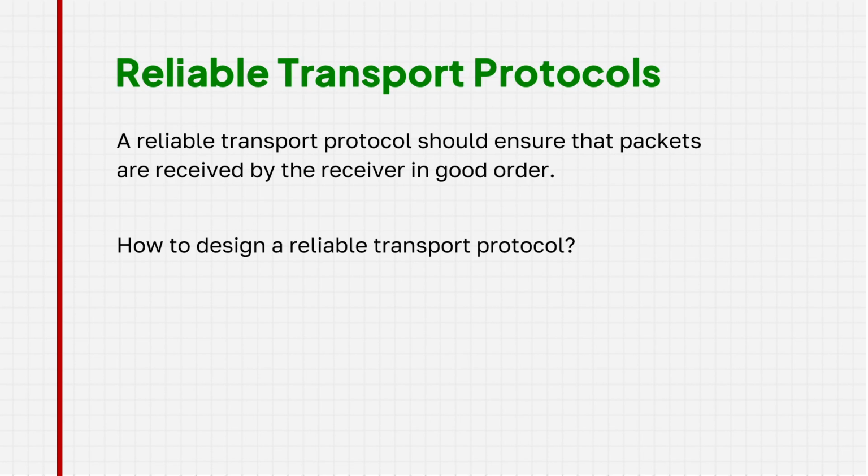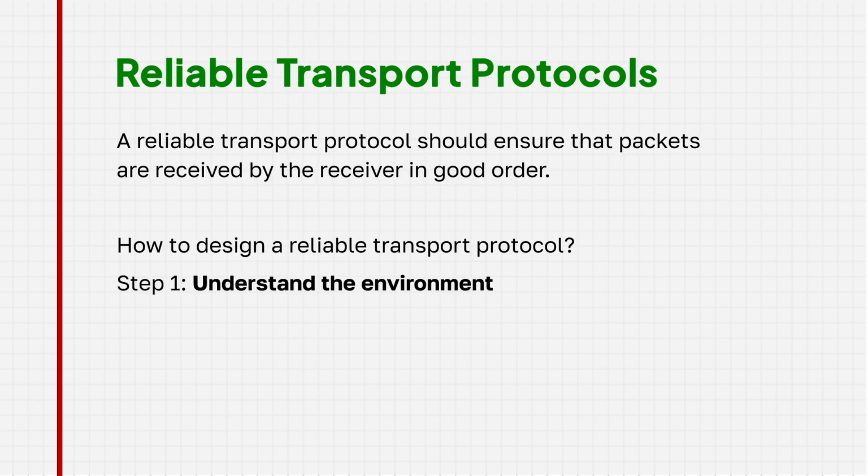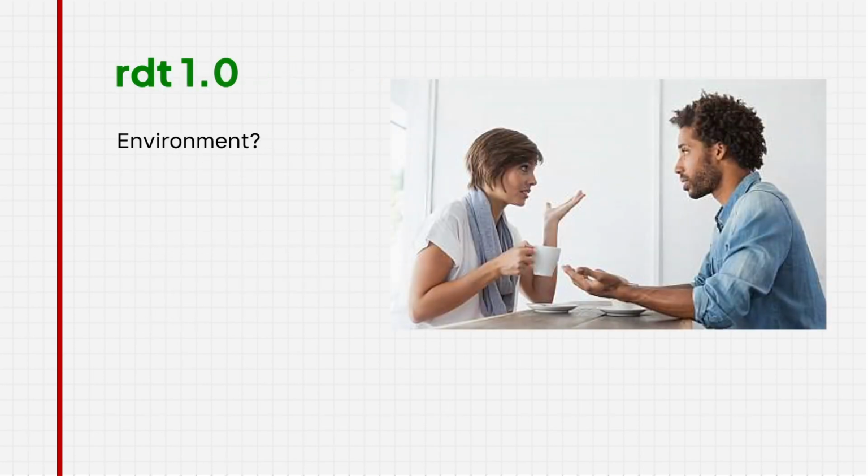Anyone? It's not in the lectures. Okay, step 1 to design a reliable transport protocol is to understand what you need in the first place. What is the environment like for you to actually transfer the data? And second, once you know the environment, you can just implement it, since you already know what you require. So we talk about reliable data transfer, RDT 1.0.